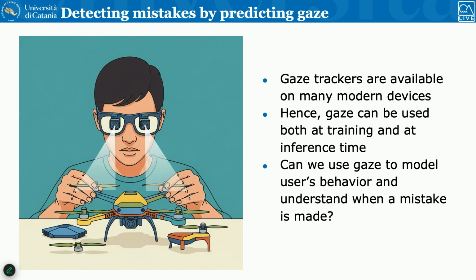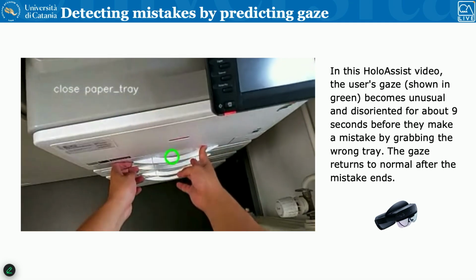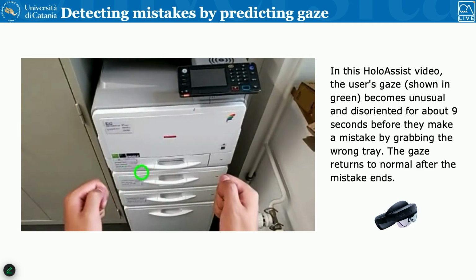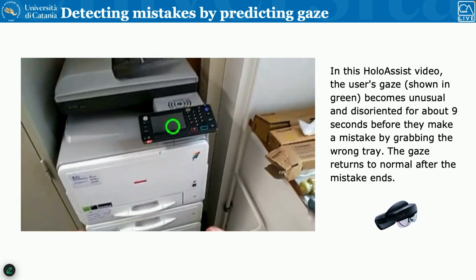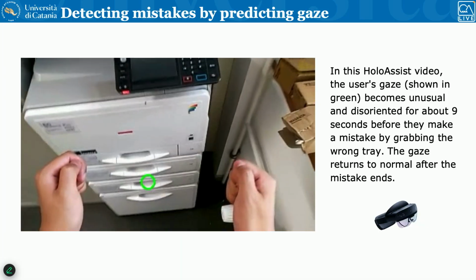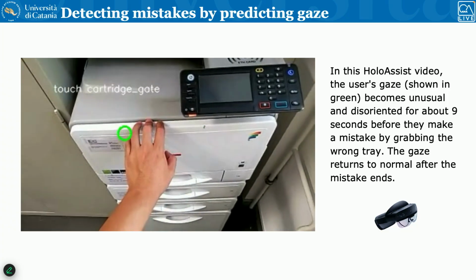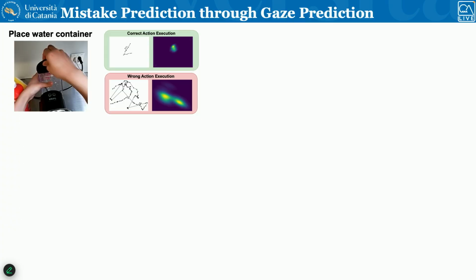So can we use gaze to model user behavior and understand when a mistake is made? As we can see in this video from HoloAssist, after closing the paper tray and before making a mistake, the user exhibits some unusual and disoriented gaze pattern. The gaze movement then returns to normal as soon as the mistake ends. So we propose to understand if a mistake is made by analyzing the gaze trajectory.